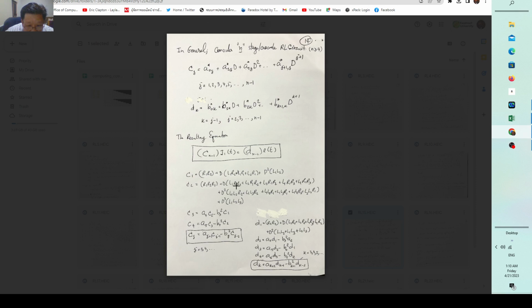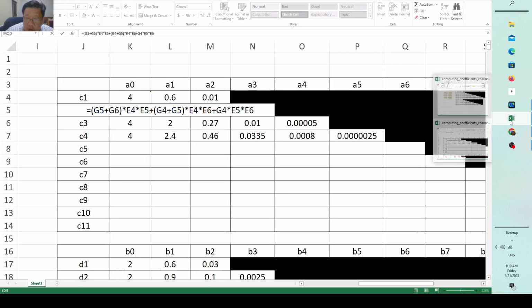When you have R1, R3, this term is R2. This is the last term. You have the other one, you have R1, R3 over here. You see that? R1, R3, these two terms. You get one times L1, the other one times L2. This leads you to this one, G4 plus G5 times E4 times E6.